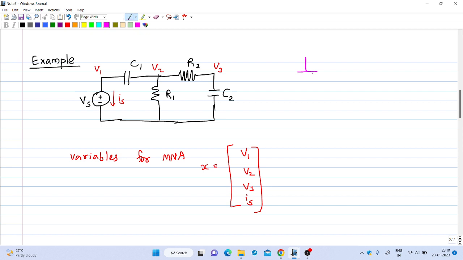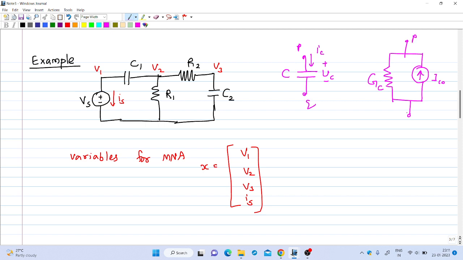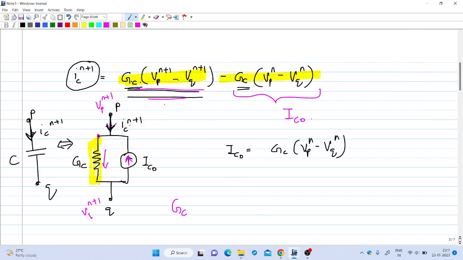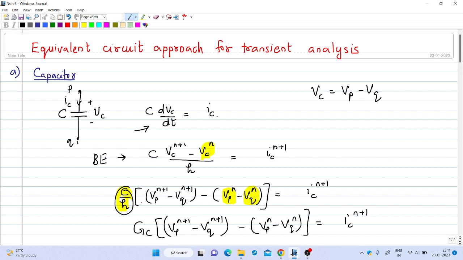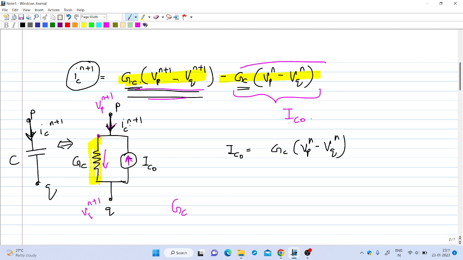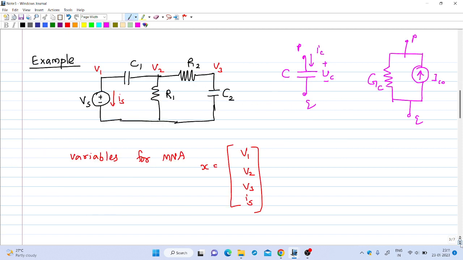So the equivalent circuit I will redraw again. If you have a capacitance like this, with the voltage Vc and current IC marked like this, then you can directly replace this capacitance by a conductance Gc in parallel with a current source IC0, between the same nodes P and Q. What is Gc? Gc is nothing but C by h. And what is IC0? IC0 is nothing but this quantity, Gc into (Vpn minus Vqn).